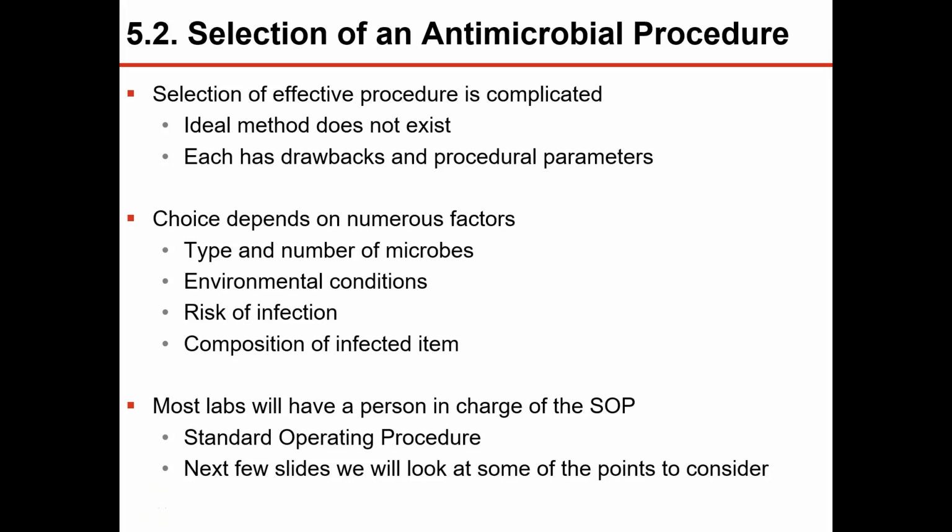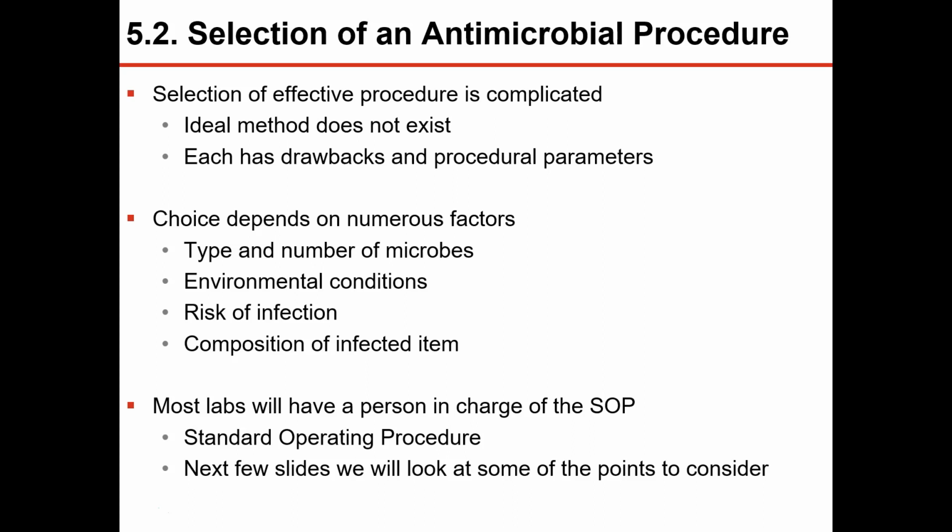Picking up where we left off in Chapter 5, we're looking at the selection of different antimicrobial procedures, keeping in mind that most of these are specific to bacteria and viruses. The ideal method does not exist. That goes back to the idea of a standard operating procedure and somebody that is in charge of all the different types of sanitation and antimicrobial procedures available, because each one has its drawbacks and procedural parameters.